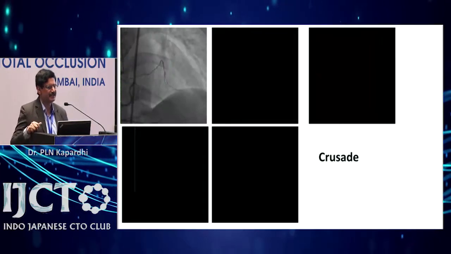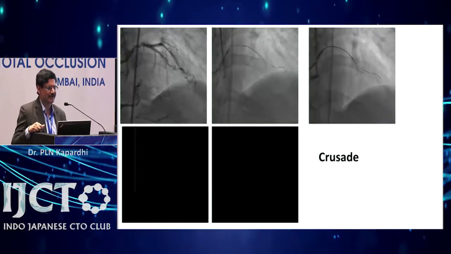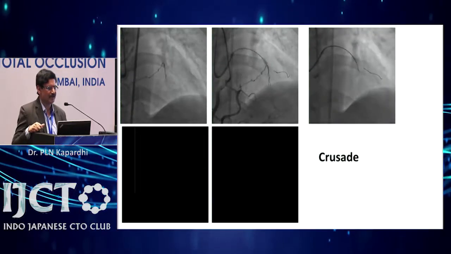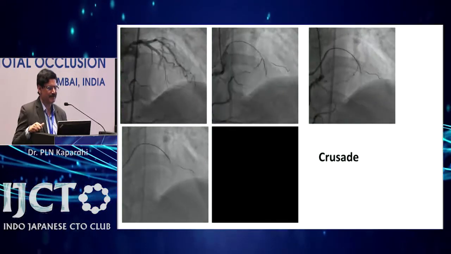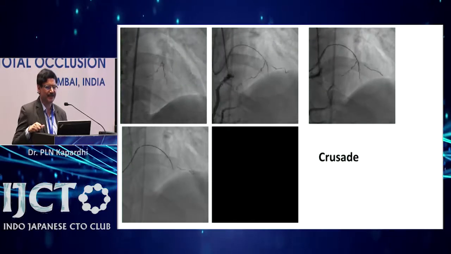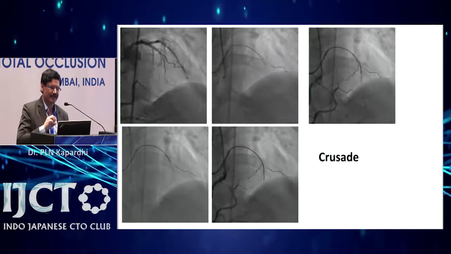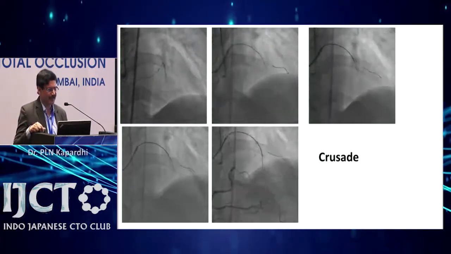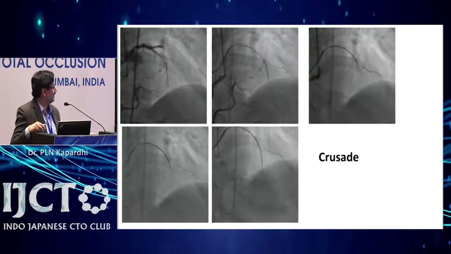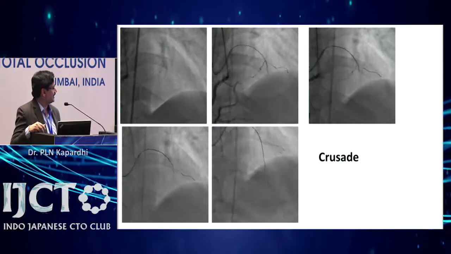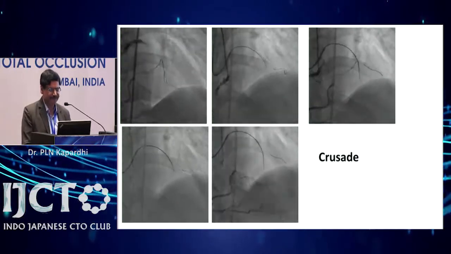So this is an instant LED CTO with a thick fibrous cap. Initially through the side branch, we put the Crusade, and we are penetrating the proximal cap. It already passed, but the second wire got stuck in the subintima. Then we removed this one, and again we threaded over the wire, and then with the help of this Crusade, the second wire ultimately crossed and penetrated the distal cap and succeeded in the CTO angioplasty.